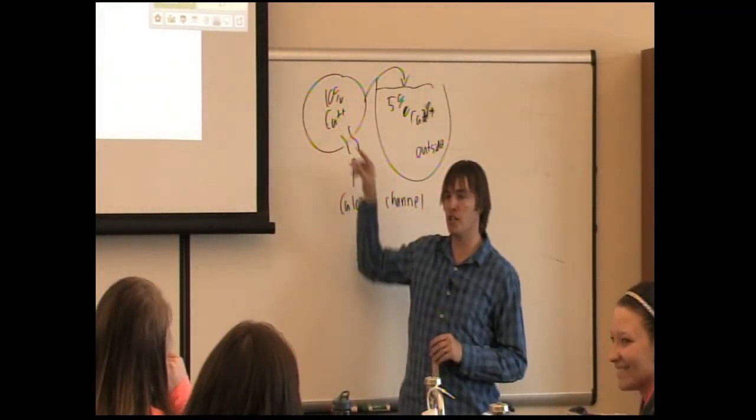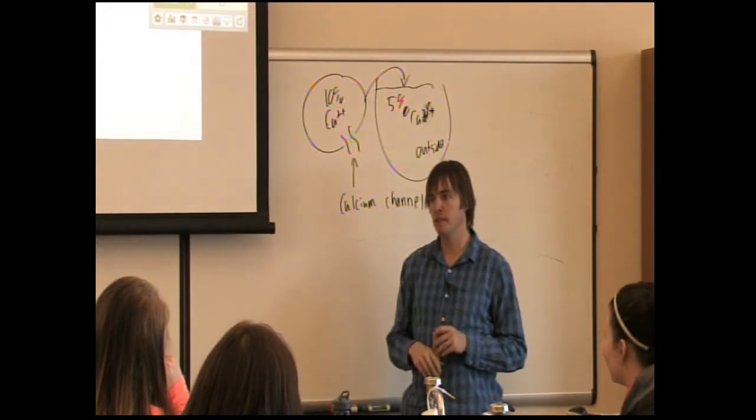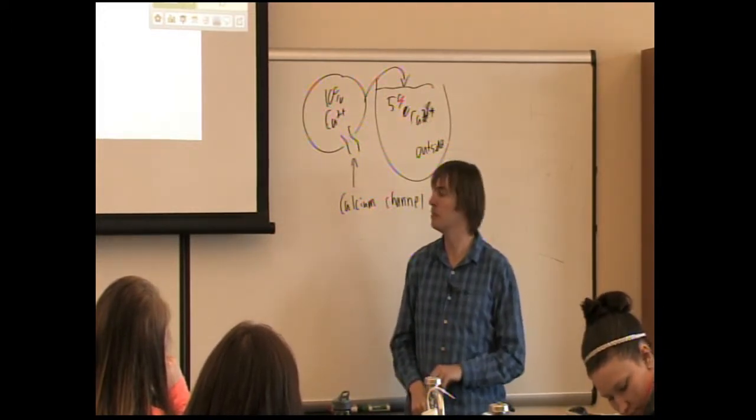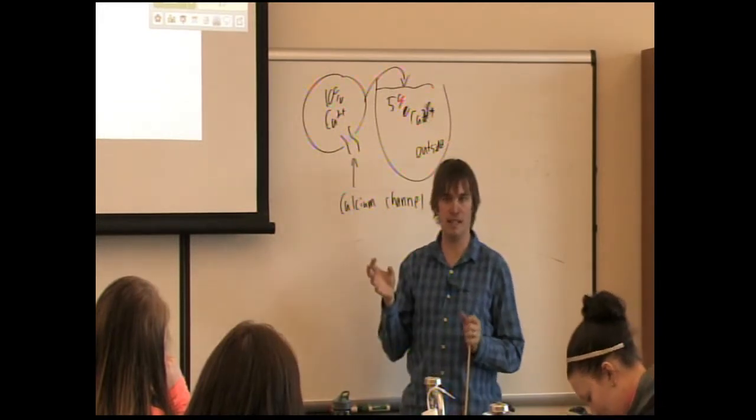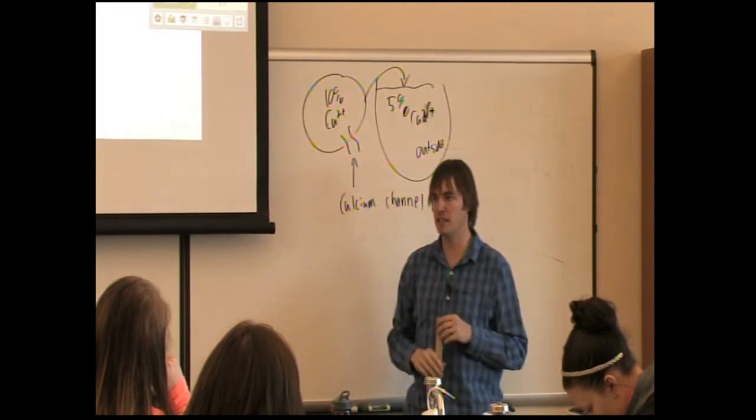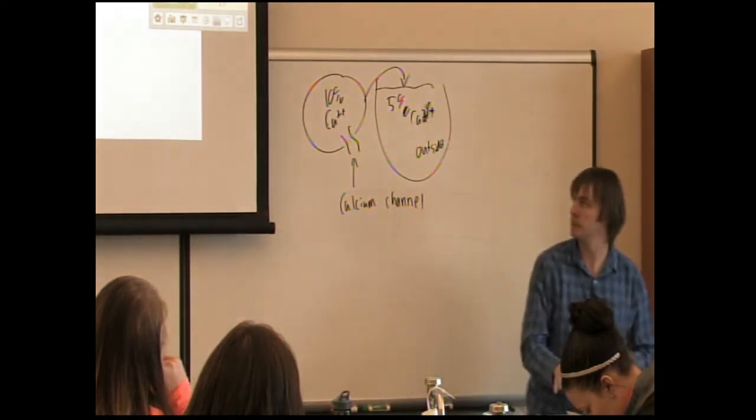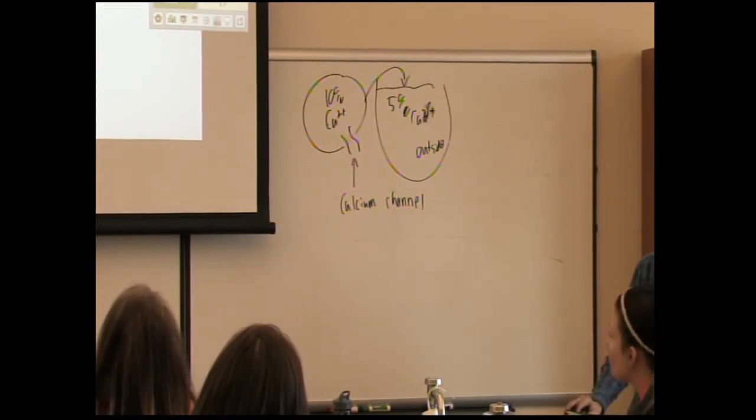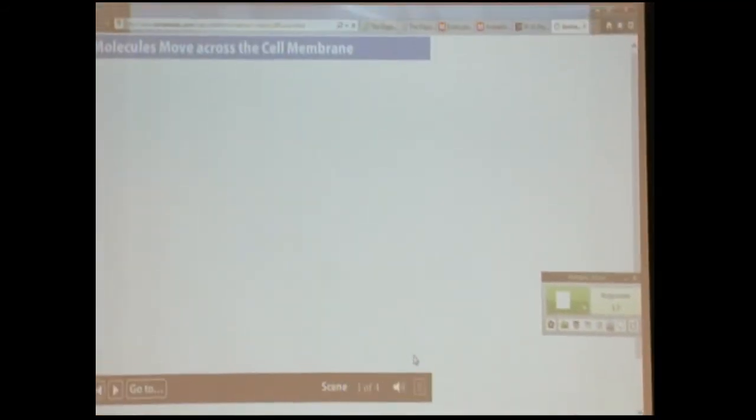Sure, so all the channels have a specific shape that'll only let either one or two molecules through. So like a calcium ion, you can think it's got like a triangle, and this channel has a little triangle thing that catches it. This one, the same thing is shut down. Okay, all right.